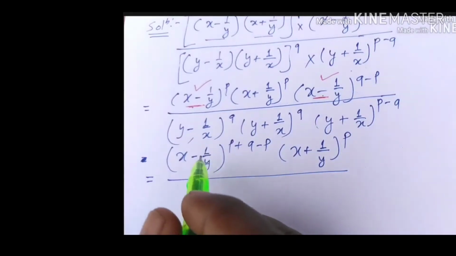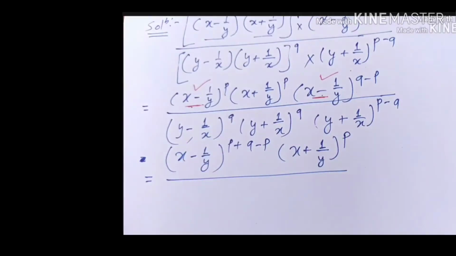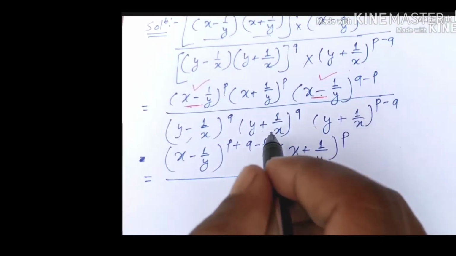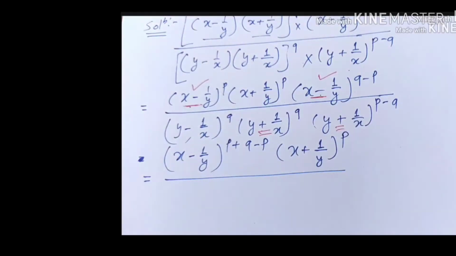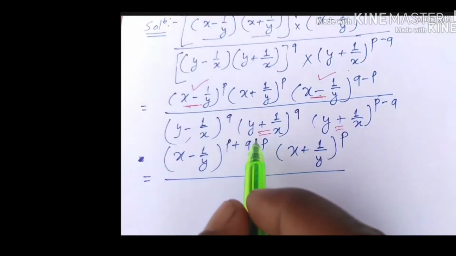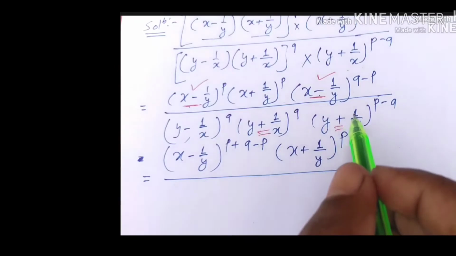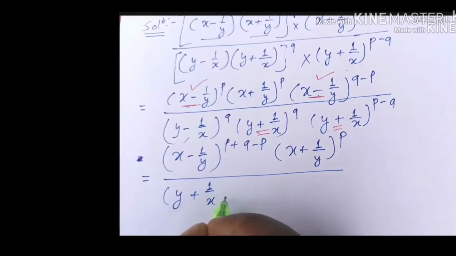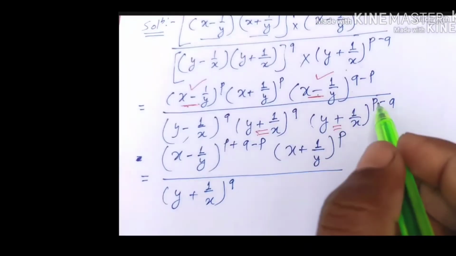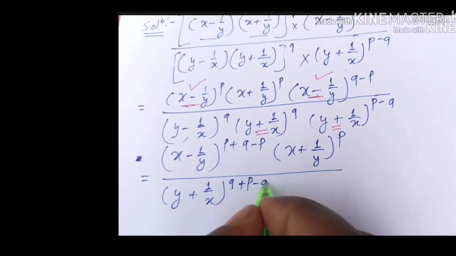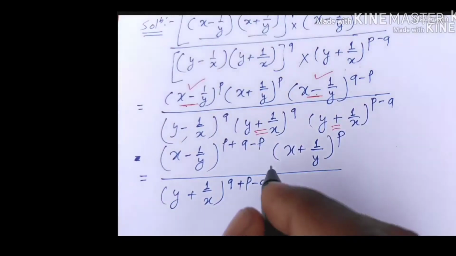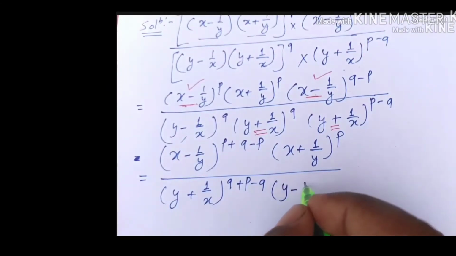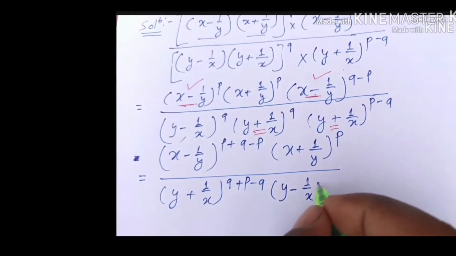And just below you can see here, y + 1/x and y + 1/x, this term and this term are similar, so you should keep these two terms together. That means y + 1/x can be taken as common, (y + 1/x)^(p + q), and the remaining term is (y − 1/x)^q.